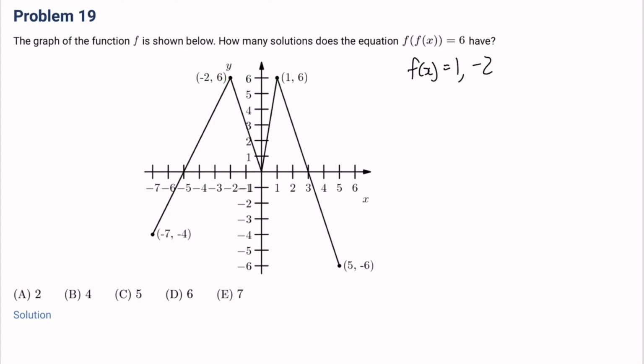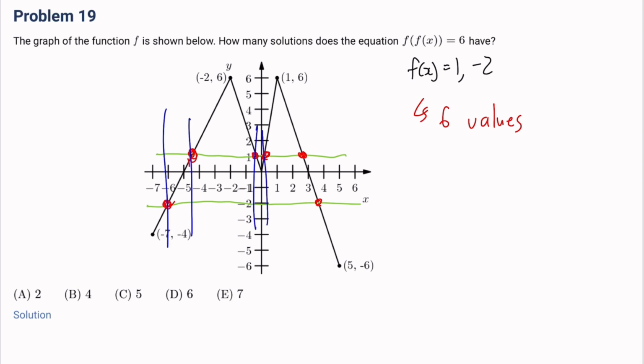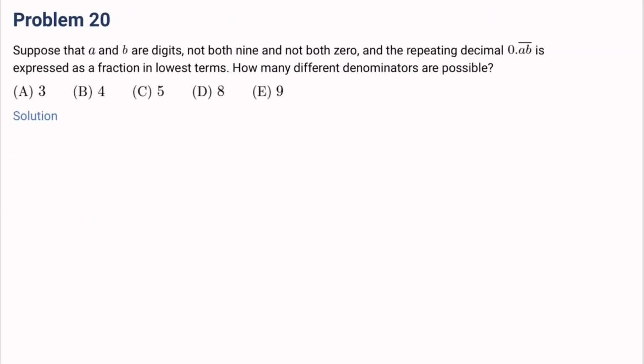And if we have lines that show f(x) equals 1 and negative 2, then f(x) equals 1 would be this line, and negative 2 would be this line, right? And so now if we look for the number of intersections, we have 1, 2, 3, 4, 5, and 6 intersections, right? So we have 6 values, and all of these are on different x points, right? So we have 6 different solutions. The answer is D.